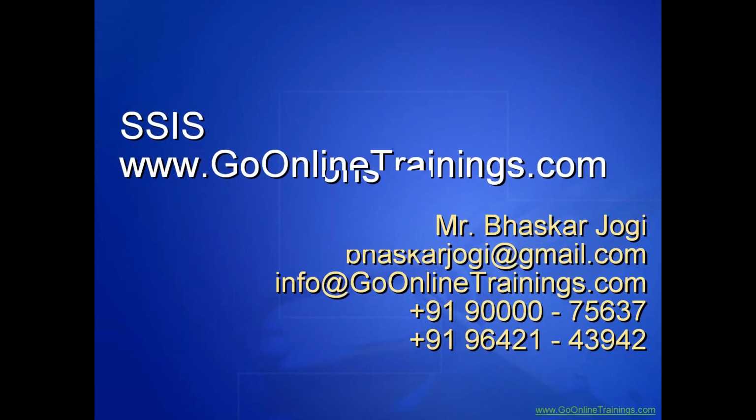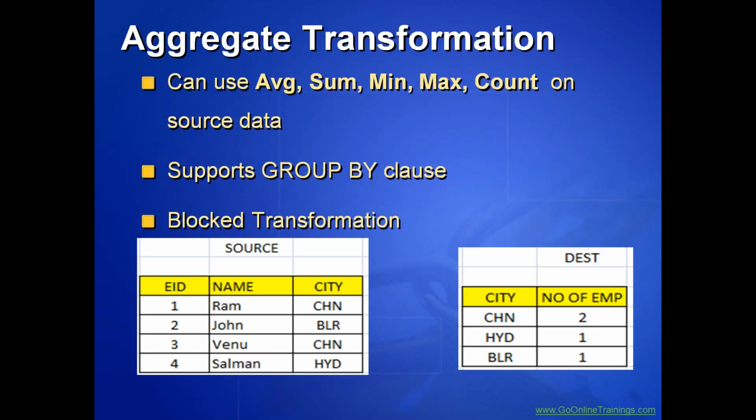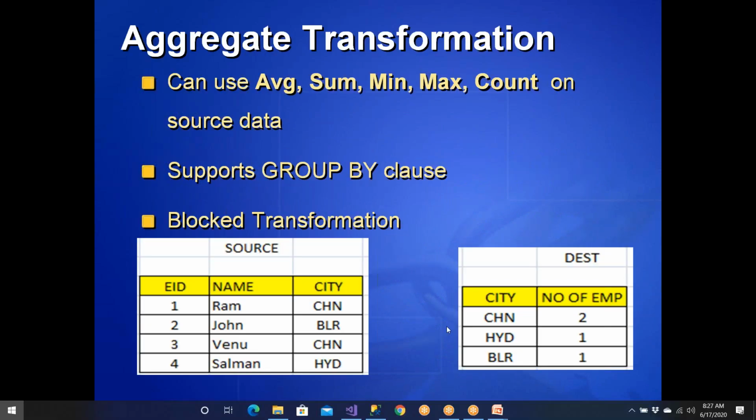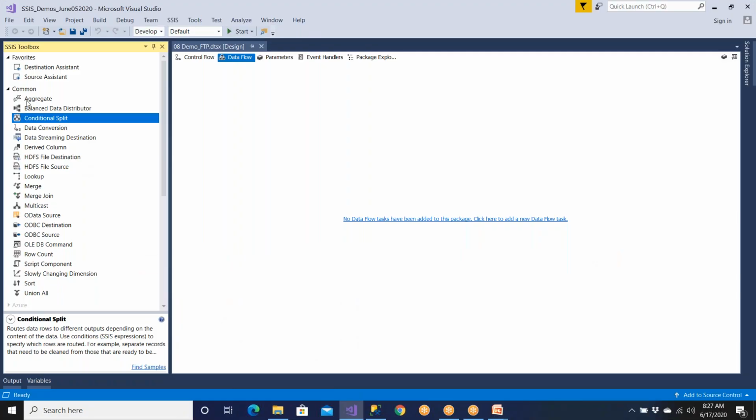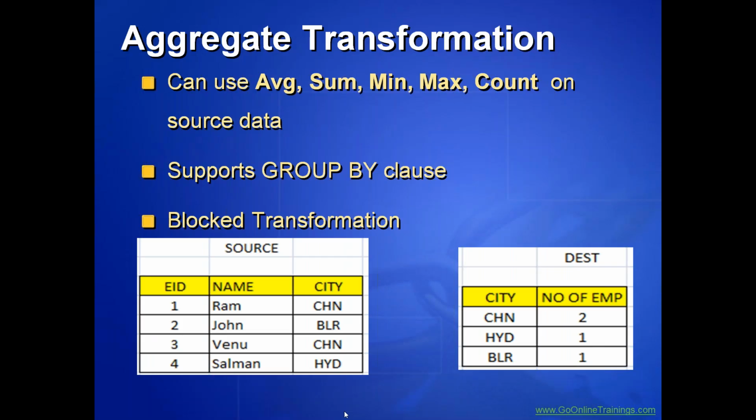What are the common transformations that we have? The first transformation is called the aggregate transformation. When you go here and look at the common transformations, you should see the aggregate transformation. What is the meaning of this, and where exactly are we going to use it? Let us understand. It can use average, sum, min, max, count on the source data, supports the group by clause, and is a blocking transformation. It is also very slow.